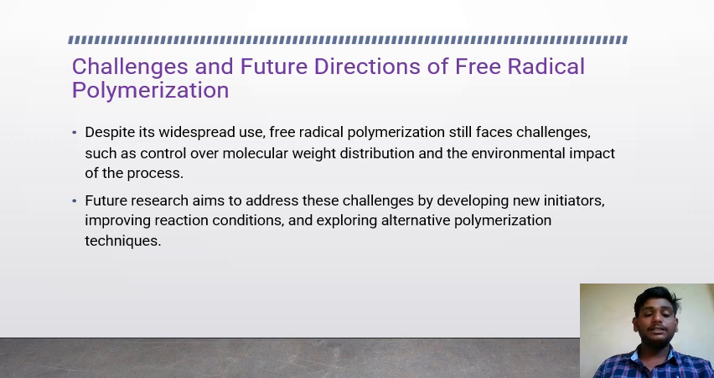However, it also presents several challenges and limitations. Here are some of the challenges and future directions in the field of free radical polymerization. Control of molecular weight and dispersity. Free radical polymerization often suffers from broad molecular weight distribution, polydispersity, leading to a mixture of polymer chains with different lengths. Future direction focuses on developing new techniques and catalysts to achieve better control over the polymerization process, resulting in narrow molecular weight distribution and well-defined architectures.